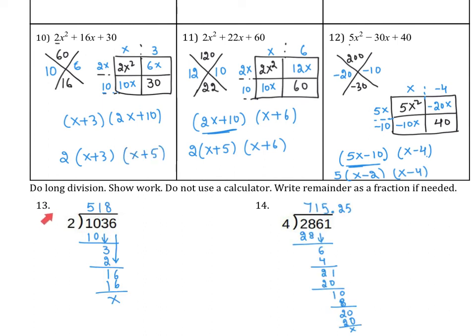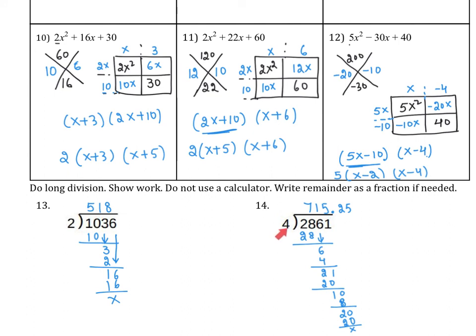For question number 13, you're going to use the long division that you have learned in elementary school. So just the same process. 5 times 2 is 10, so you bring down 3, and then 2 times 1 is 2, you bring down 1, and then you bring down 16. 2 times 8 would be 16. It means that you got remainder as 0. This is called your divisor, and this is quotient.